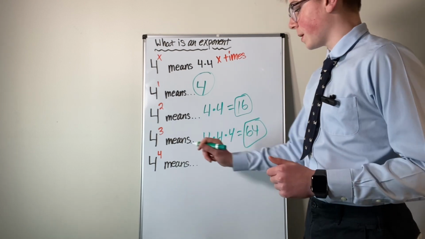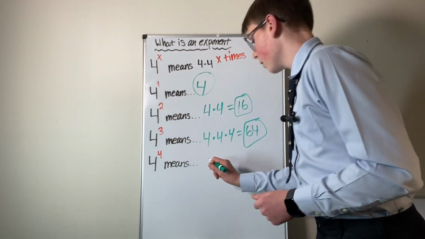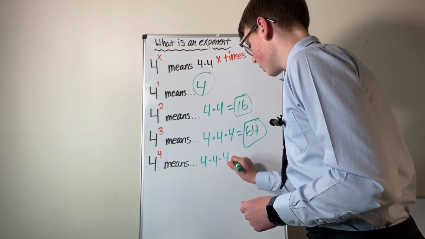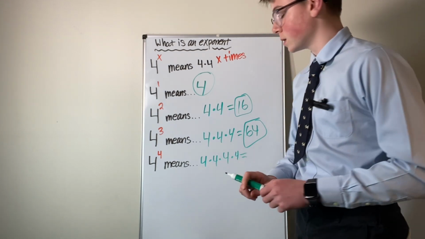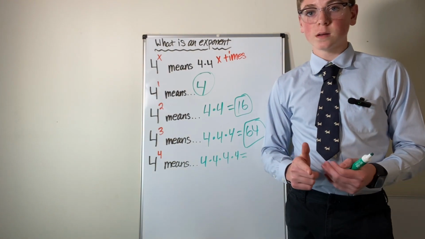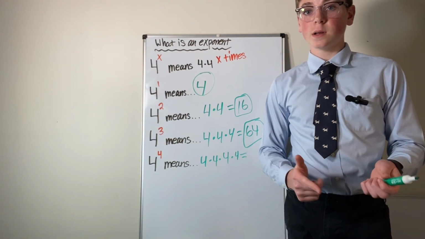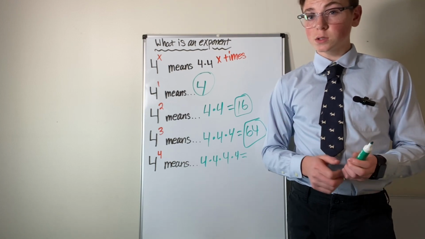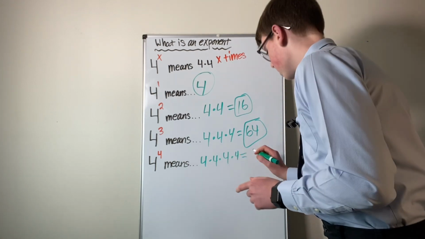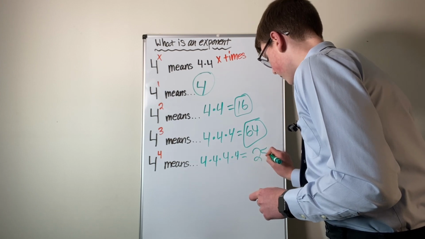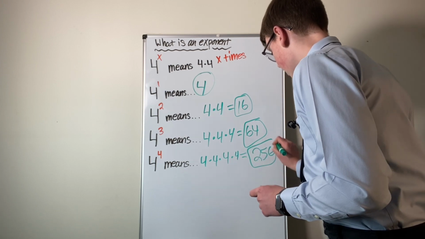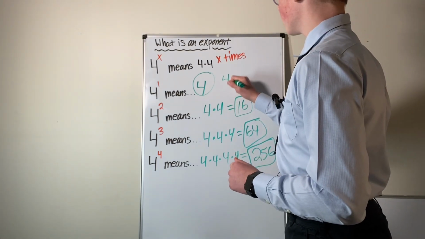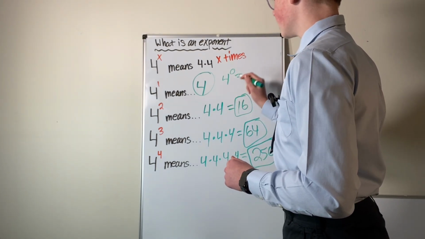And then we're going to stop at 4 to the fourth, which means 4 times 4 times 4 times 4. 4 times 4 is 16, 16 times 4 is 64, and 64 times 4 is 256. A key thing to point out here would be that 4 to the 0, it's just a mathematic thing.